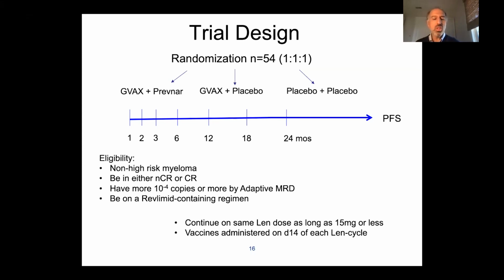And then the vaccine study itself, as you can see from the outline, patients would continue on whatever dose of Revlimid that they're on as long as it's 15 milligrams or less. And these are the vaccines that are given. So 1, 2, 3, 6, and then 12, 18, and 24. And we're following them for progression-free survival. So for people that are coming from out of Baltimore or out of Maryland, it does require some traveling. But again, it's not all that much if anybody's interested. And that's all I have to say.